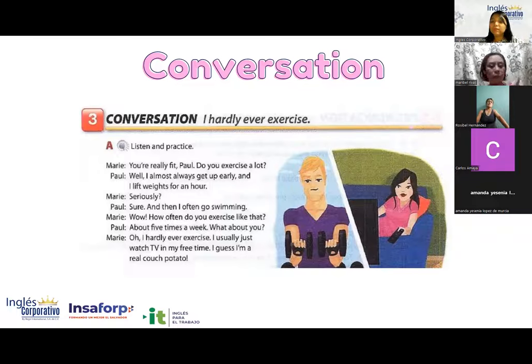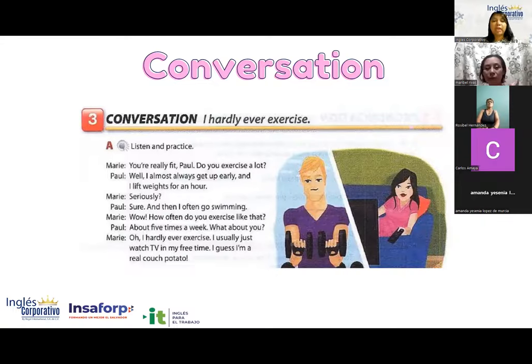Como adicto al televisor. Yes, okay. A couch potato, guys, is a person that is lazy. Es una persona que es bien flojo, haragán, ¿verdad? Un couch potato es una persona que es haragán, ¿okay?